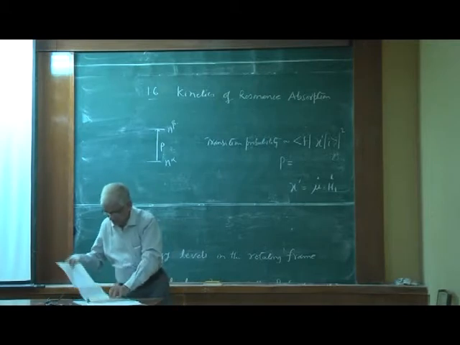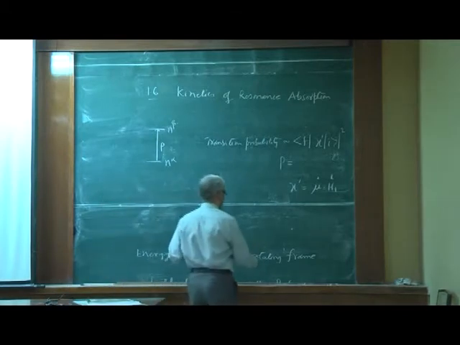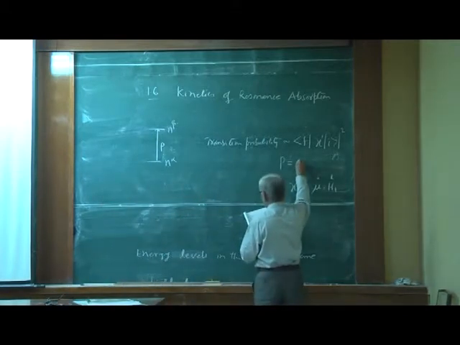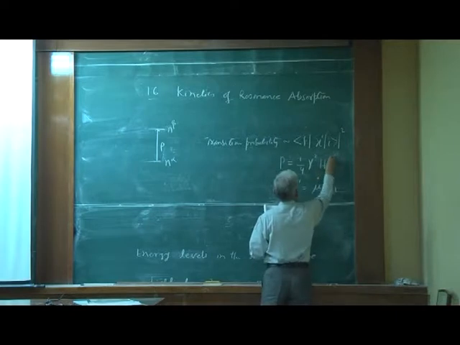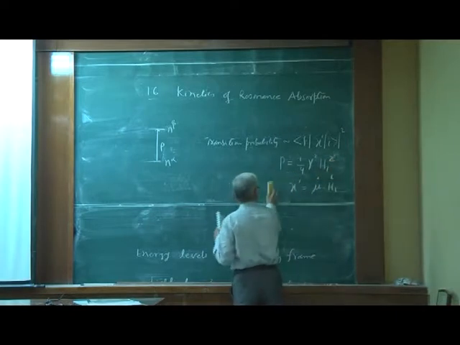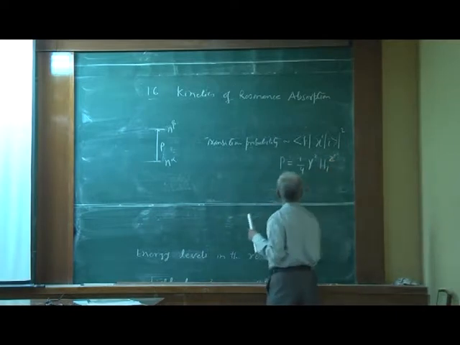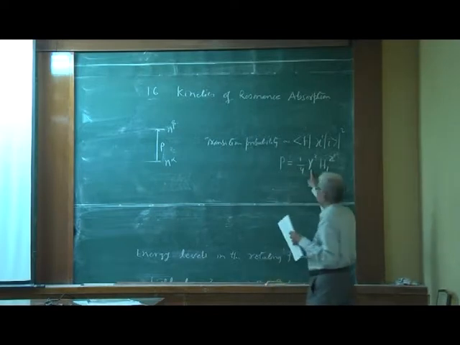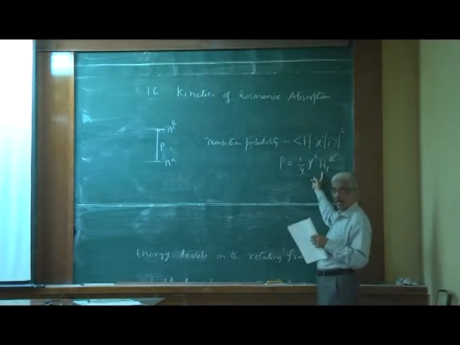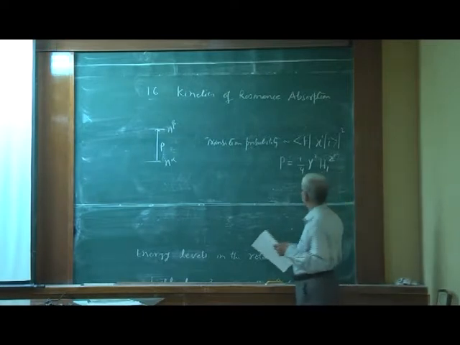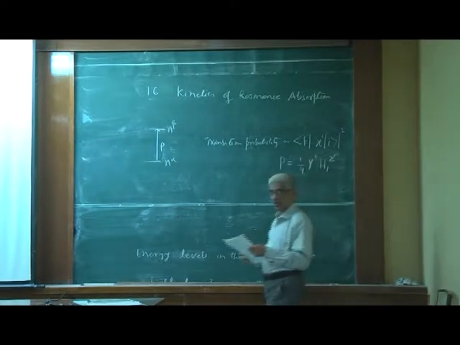Now you take it that the perturbation is given by 1 by 4 gamma square H1 square. Gamma is the gyromagnetic ratio and H1 is the amplitude of your RF. This comes simply from this calculation.